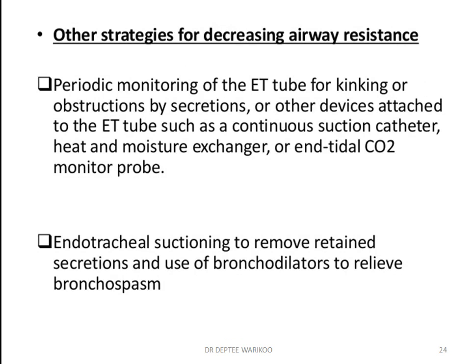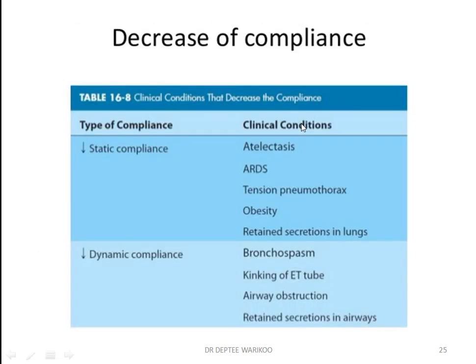Other strategies for decreasing airway resistance have to be used, like periodic monitoring of the ET tube for kinking or obstructions by secretions or other devices attached to the ET tube, such as continuous suction catheter, heat moisture exchanger, or end-tidal CO2 monitor probe. Endotracheal suctioning to remove retained secretions, and use of bronchodilators to relieve bronchospasms. These are the basic things.